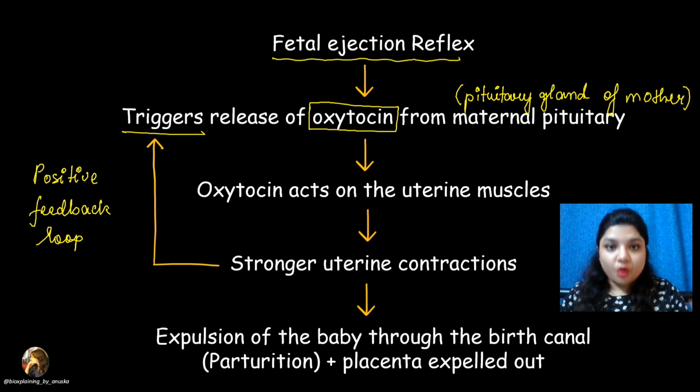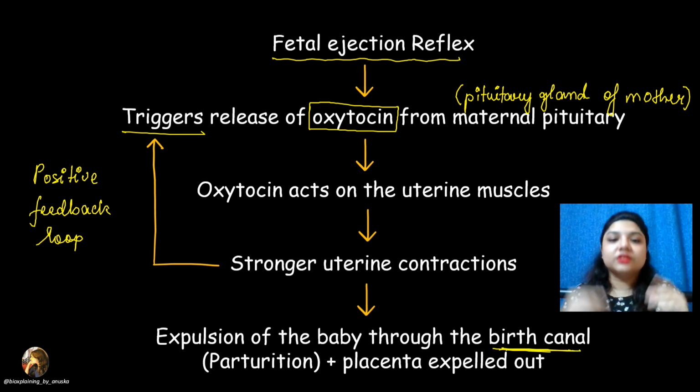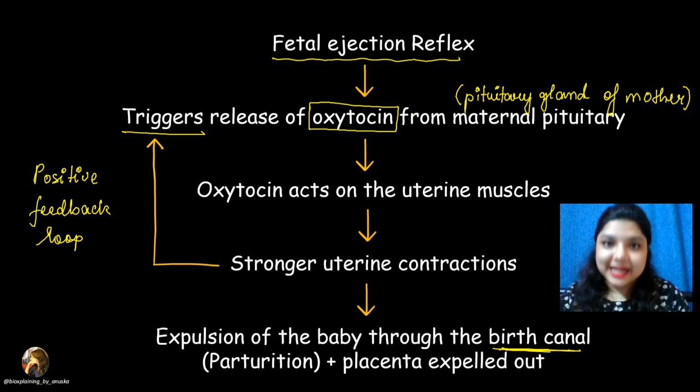So due to these stronger uterine contractions, the baby or the fully developed fetus is expelled from the mother's body via the birth canal. What is the birth canal? We have studied that it is the cervix and the vagina. Okay, so this process is known as parturition, and along with that, the placenta is also expelled out.